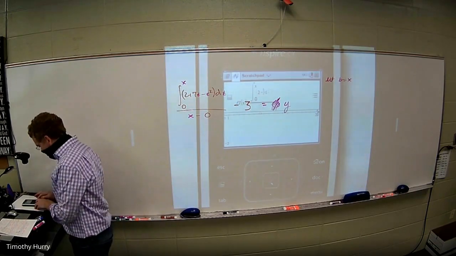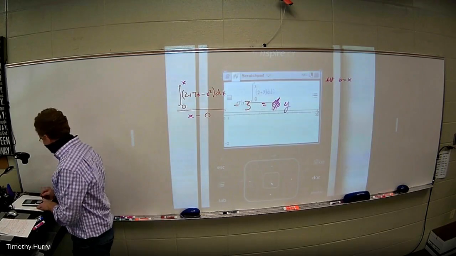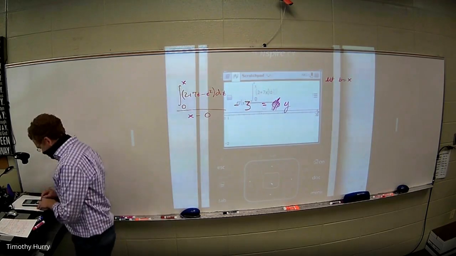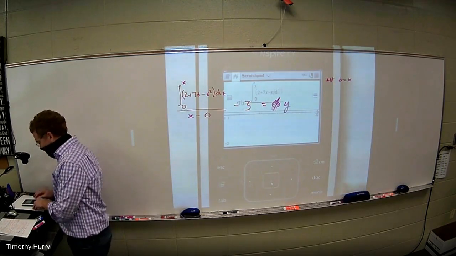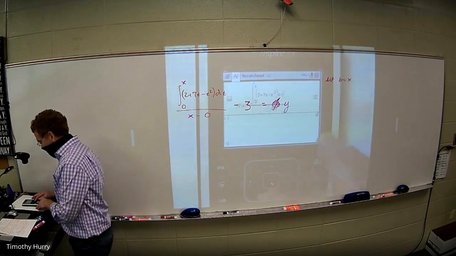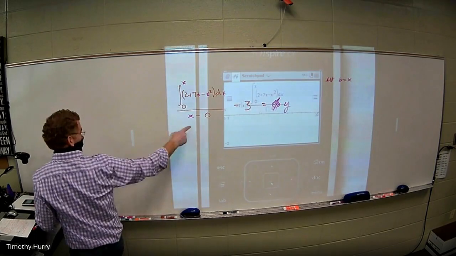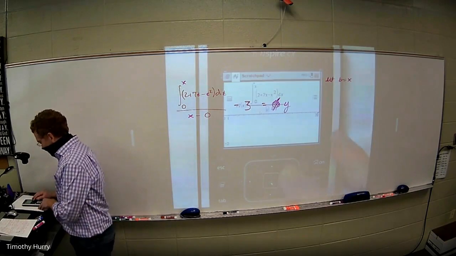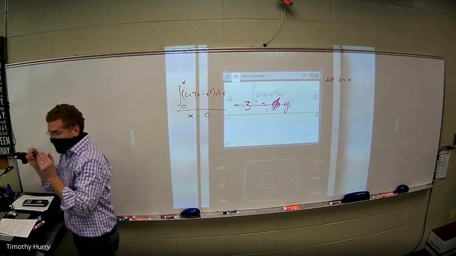2 plus 7, look, you can even use x. 7x minus x squared, but it would be better to use a different variable, I think, at least on the 84, on this Inspire, all over x minus 0. And I'm going to subtract 3. So I'm going to graph this.